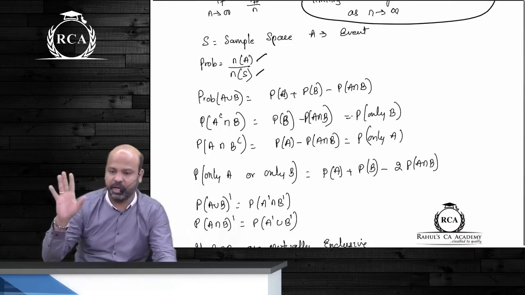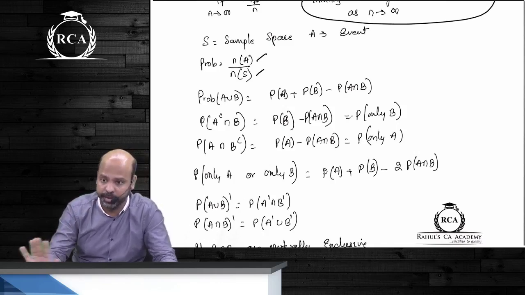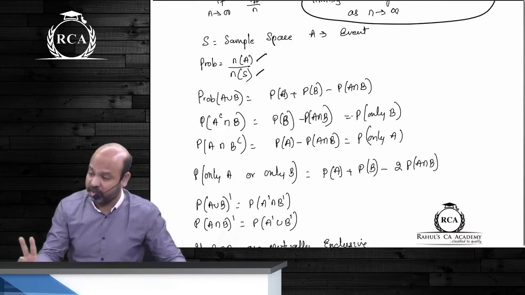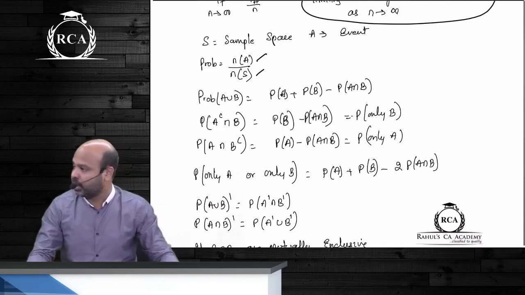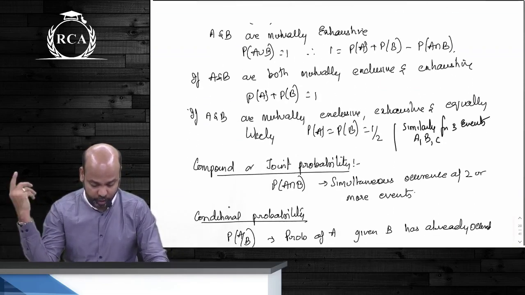If the events are independent, we will go by A intersection B complement intersection C complement. The best way: A intersection B complement intersection C. By the way, if there are 2 events, you can always write A intersection B complement. If there are 3 events, you can write A intersection B complement intersection C complement.